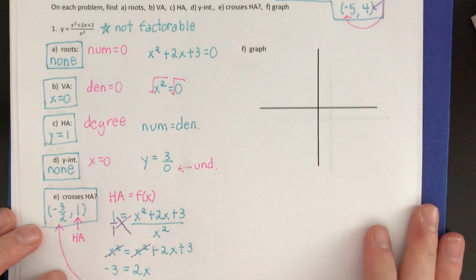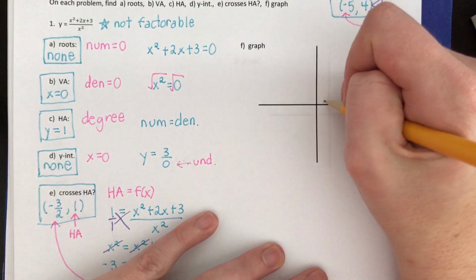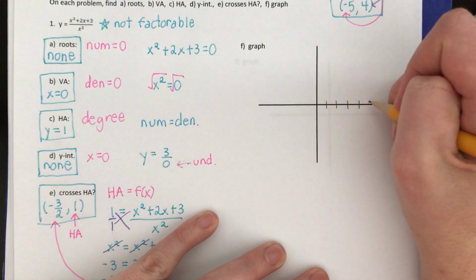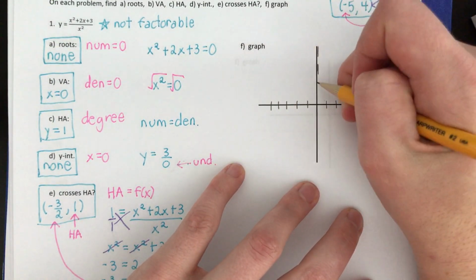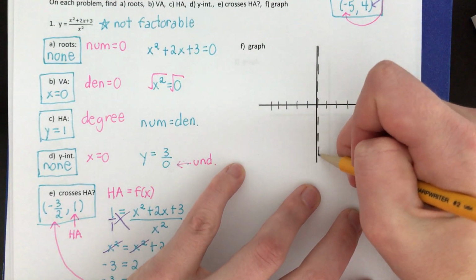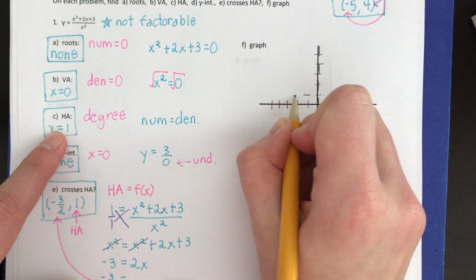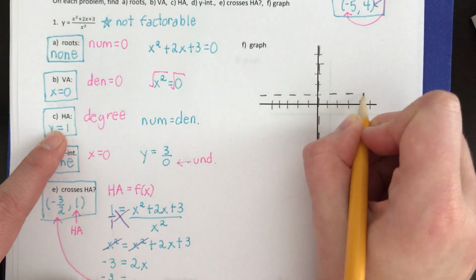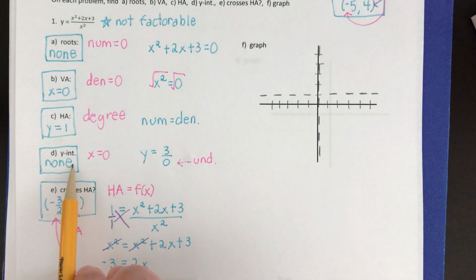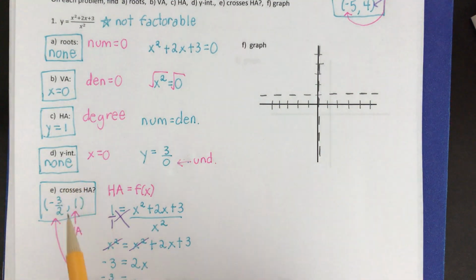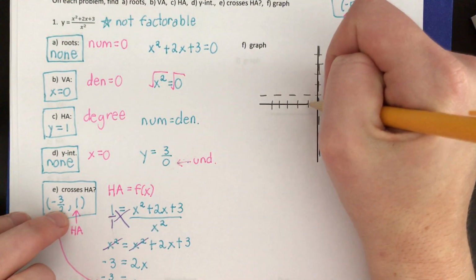Okay, so let's start graphing. Where did my pencil go? Oh, there it is. Okay, so no roots. The VA is x equals 0, so the VA is on the y-axis. Okay, the HA is at 1. And so no roots, VA, HA, no y-intercepts, and then it crosses the horizontal asymptote at negative 3/2, 1.